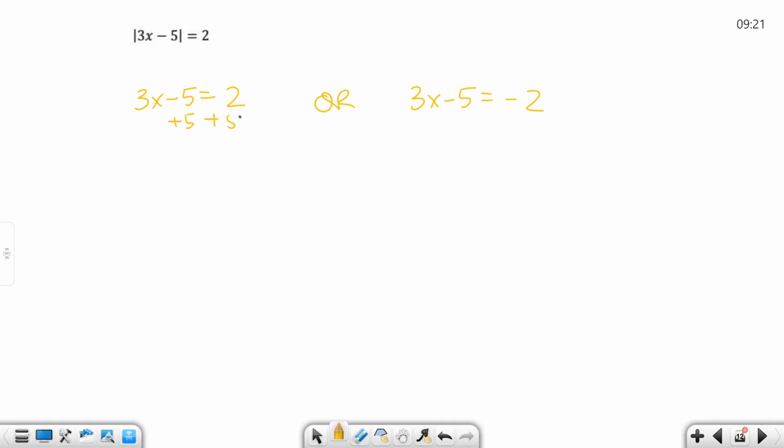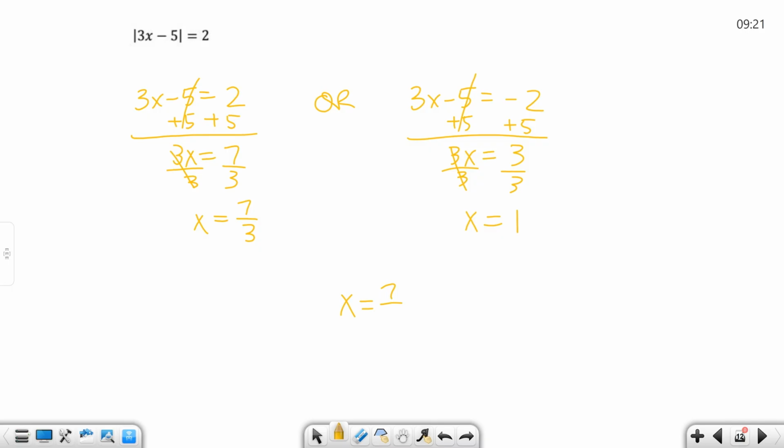All right. So I'm going to add 5 to both sides. 3x equals 7. Divide both sides by 3. X equals 7/3. And over here I'm going to add 5 to both sides. 3x equals 3. Divide both sides by 3, and x equals 1. So 7/3 and 1.